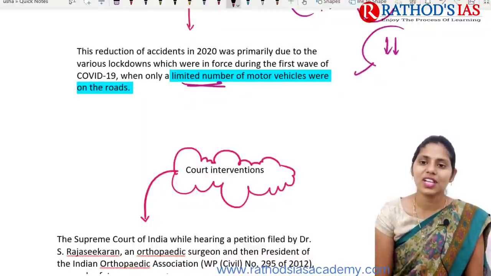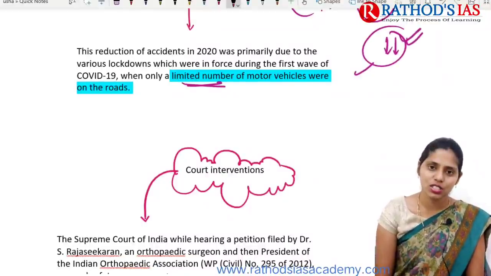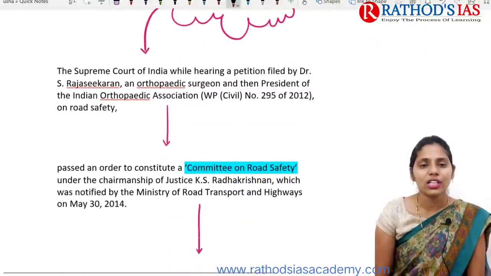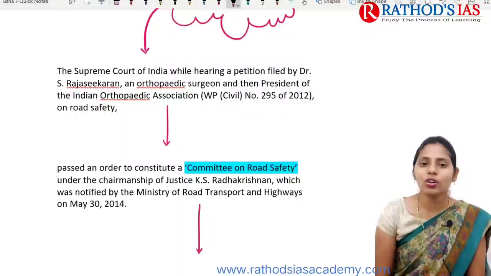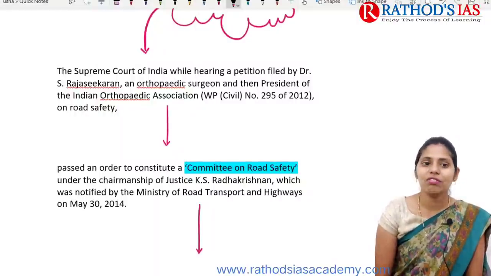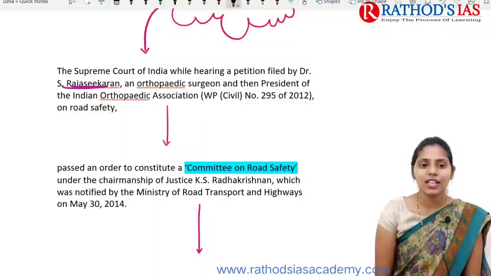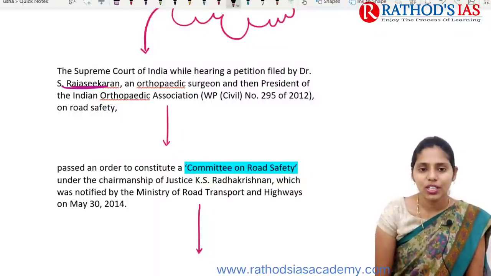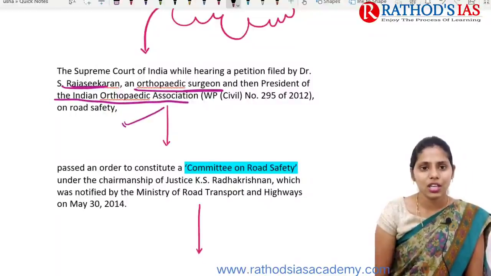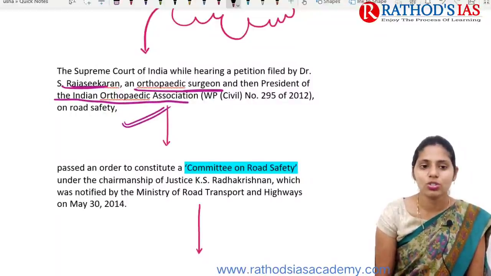Okay, so because of this, we can see the number of road accidents mainly decreased. So if you're talking about court interventions, you need to know about two important cases. The Supreme Court of India, while hearing a petition filed by Dr. S. Rajashekaran, who is an orthopedic surgeon and even president of the Indian Orthopedic Association, was hearing the case regarding road safety.